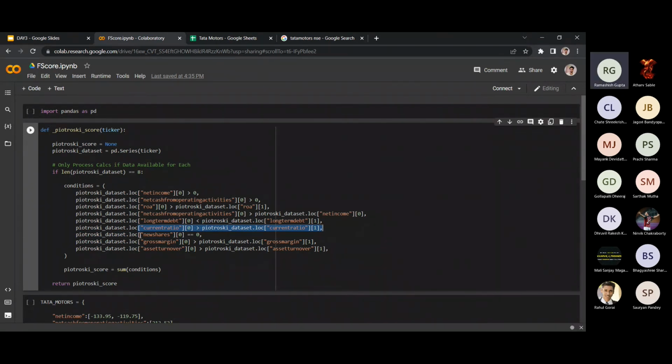Then this is new shares. The company should not be diluting its shares, because if the company is diluting its shares, it means that it needs more money to keep its operations going. So it's a bad signal. Next is the gross margin. The gross margin is basically how much margin the company has on a product, and it should also be increasing. If Tata Motors is earning 5% on a car, they should be earning more than 5% in the next year. Next is asset turnover. That is basically how much turnover they are getting on the asset, and this number should also be increasing over time. So I'll just run this.